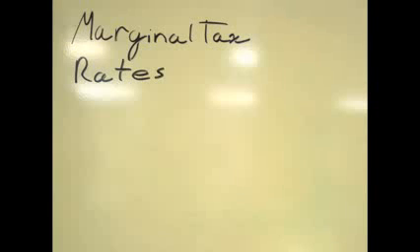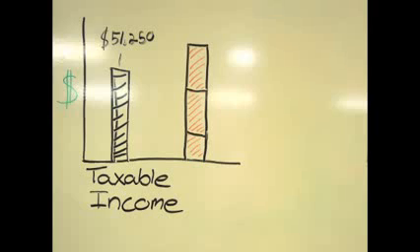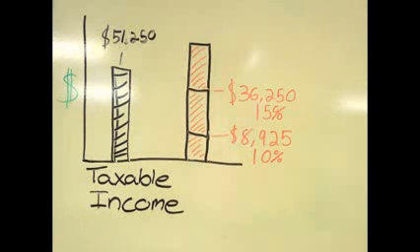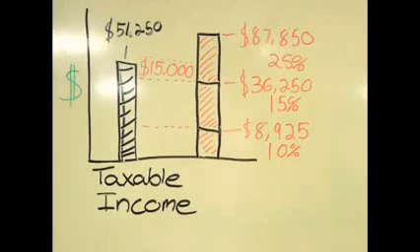Now, as promised, we're going to go into greater detail about marginal tax rates and how to find them. Bill's taxable income is $51,250. To explain how marginal taxes work, we'll be using this diagram. Here we see the first increment of about $9,000. This is taxed at a rate of 10%. The next bracket, up to $36,000, is taxed at 15%. The last bracket that affects Bill is at a rate of 25%.